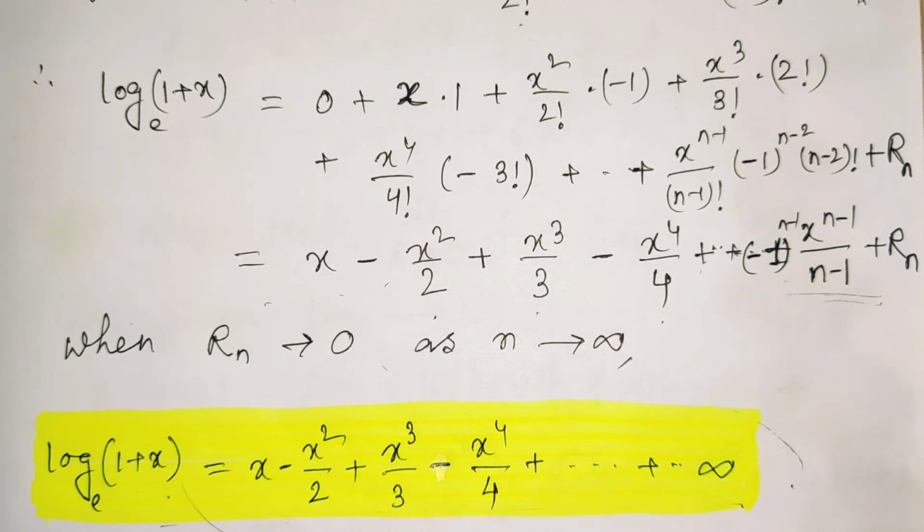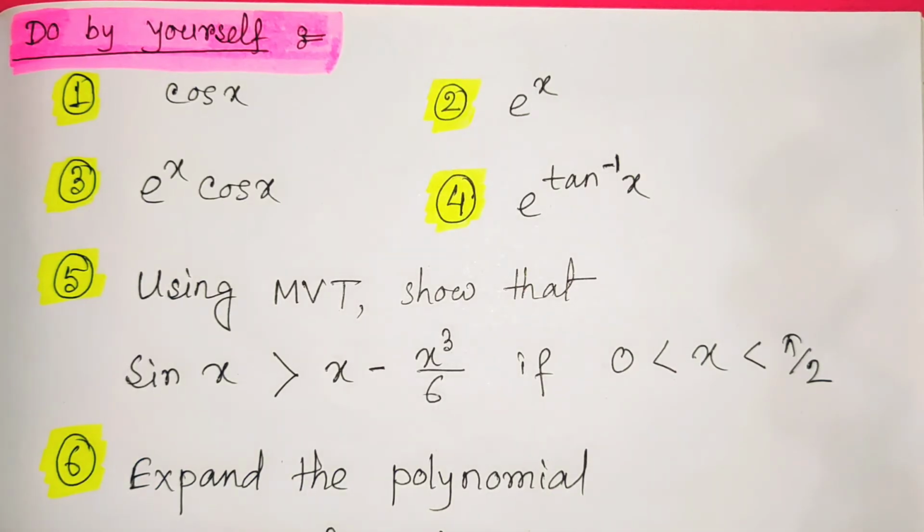Now I am giving you a few questions for your reference. These questions you should try to solve by yourself. If you are able to do all of them, then you can be sure that you understand Taylor's theorem and Maclaurin's theorem properly. So here are the do-it-yourself questions.